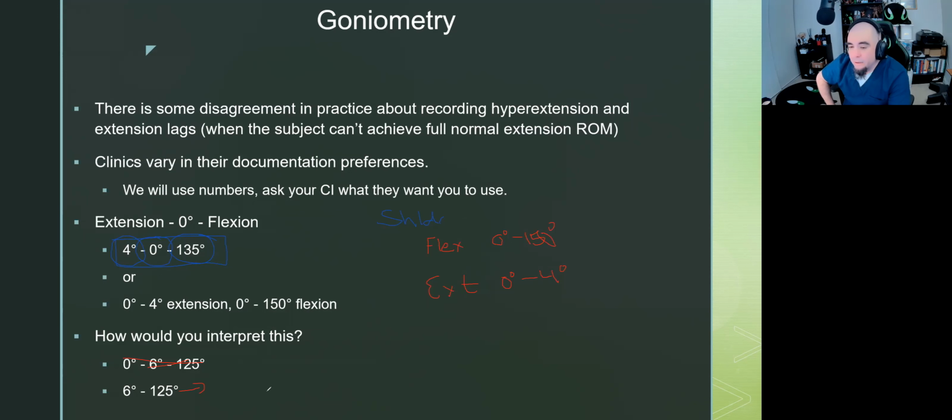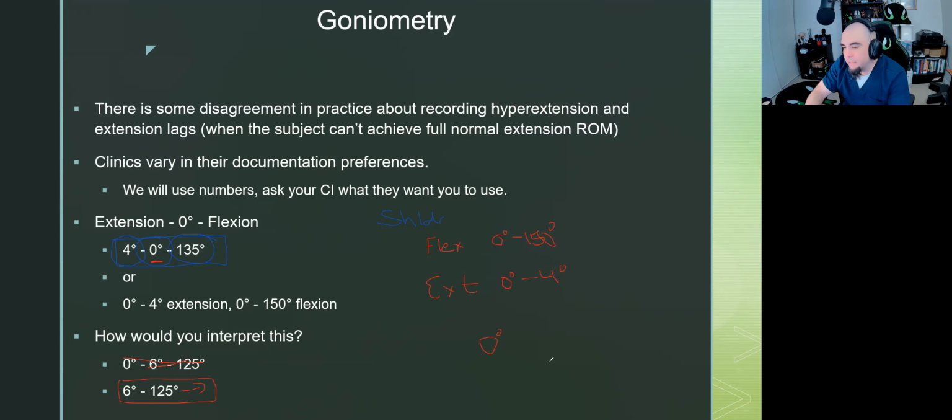But in order for it to be there, there's got to be a 0 between it for going into extension. So what this 6 to 125 is literally indicating is the patient doesn't reach 0. They're stuck in 6 degrees of flexion. They can never get back to 0. It's pretty much any joint, Mark, actually, the way it should be done. That's why I'm trying to talk about this a little bit. Almost every joint should start at 0.